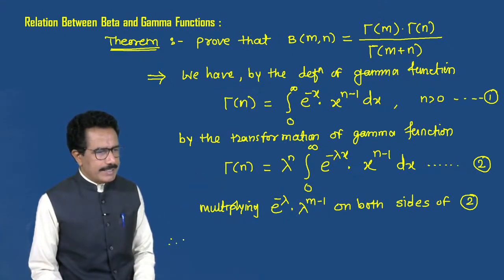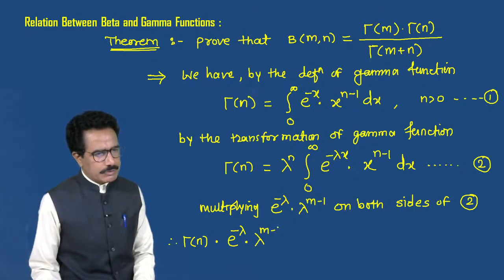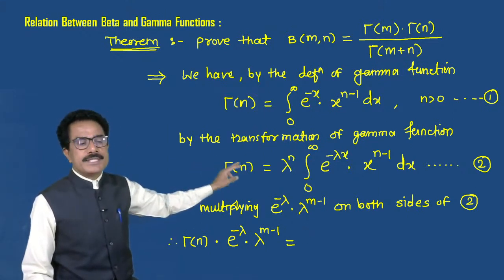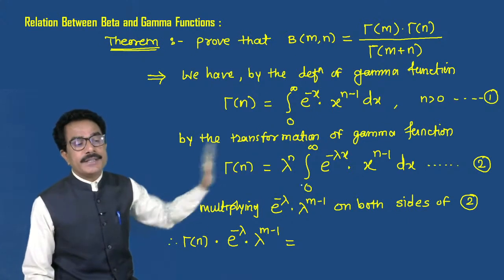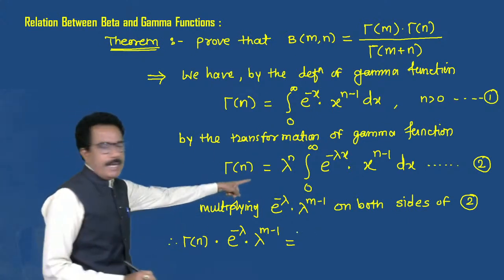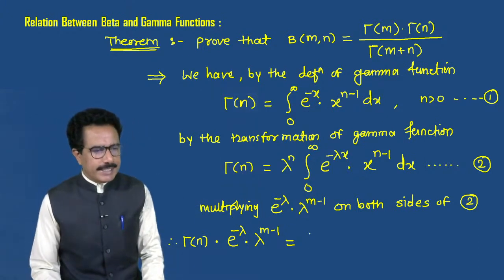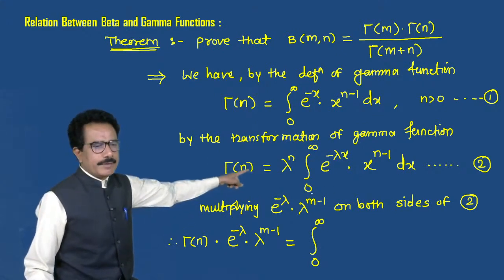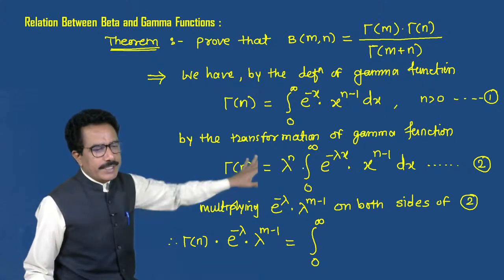So this gamma n is e raised to minus lambda into lambda raised to m minus 1, which is equals to, now you can multiply. This is the lambda. Lambda here is a constant quantity, so we can take it in the integration. So this lambda raised to n also we can take in the integration. So we can write integral from 0 to infinity. First of all, keep this lambda raised to n in the integration.